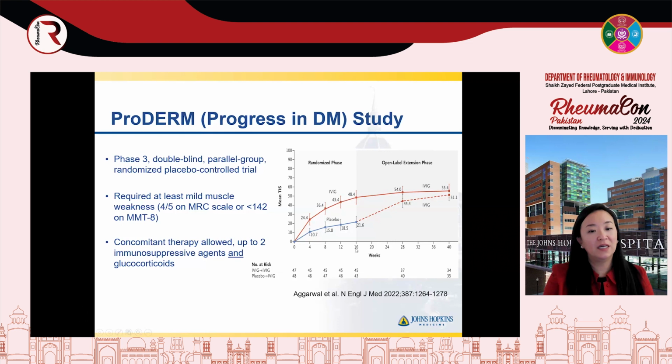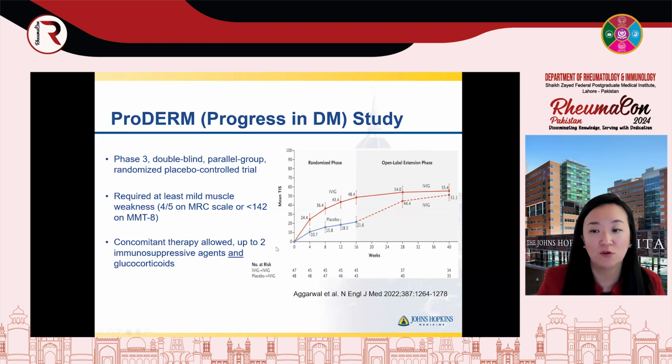And in this case, they also allowed concomitant therapy up to 2 immunosuppressive agents and steroids, meaning that you could have actually had a chronic myositis patient who had some weakness, because you required at least mild muscle involvement, 4 out of 5, or less than 142 on the MMT-8, and without any elevated muscle enzymes, and they could enter the study.